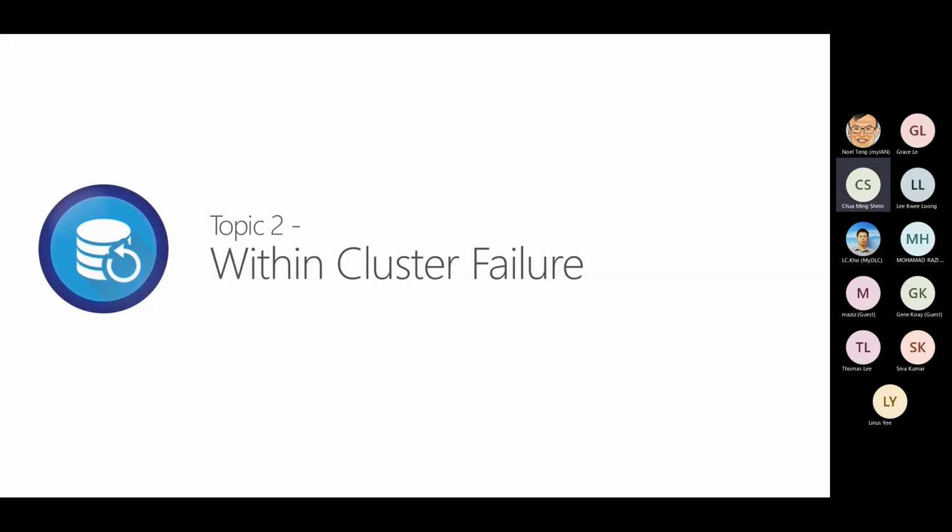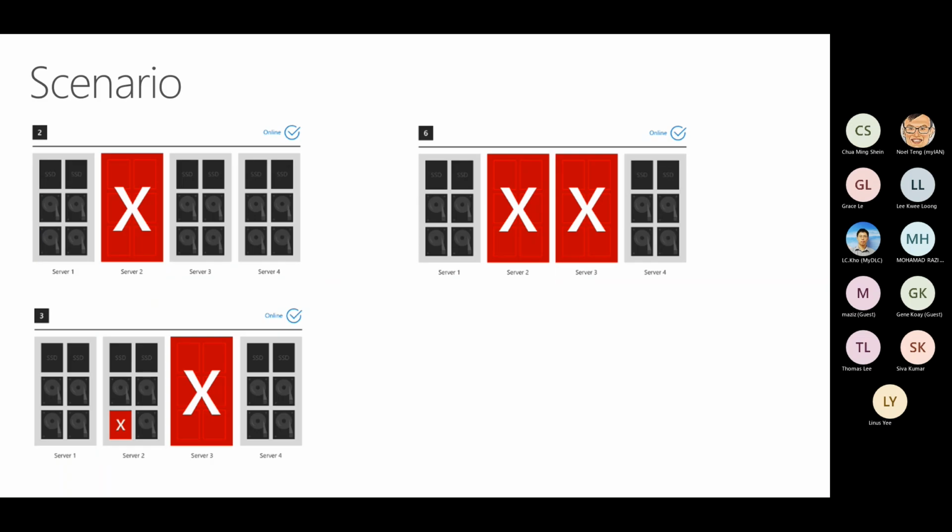So we come to topic 2, which is within cluster failure. The scenario of within cluster failure is the node failure. So like this one, the entire node fails. With a 4-node Azure HCI setup, one node failing will not bring any disaster to you. Even 2 nodes failing won't bring any disaster to you. Like this one also, this is the node failure plus the disk failure. So this is the combination of scenario 1, the within-node failure, and the cluster failure.